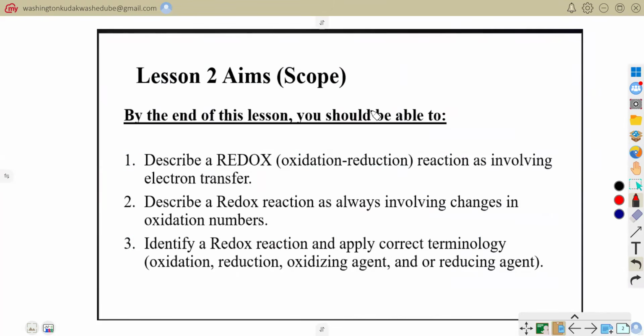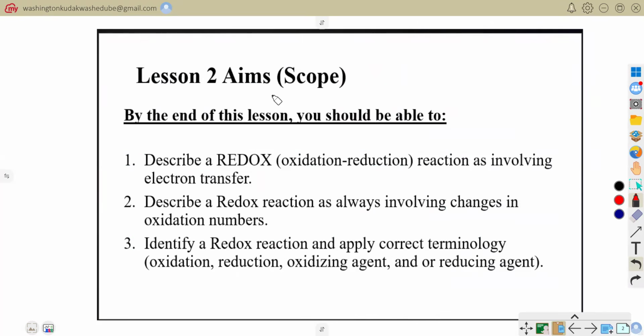So for those who did not manage to watch lesson 1, please find time to go back to lesson 1, because that is where we started, and the basics that we got from that lesson are the ones that we want to use as we go forward.